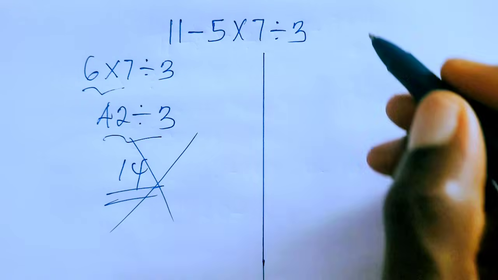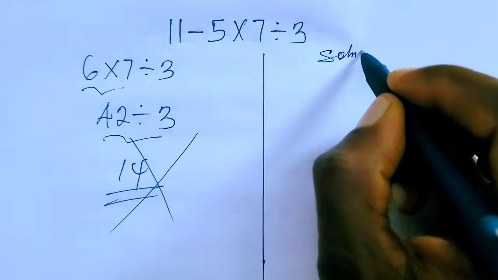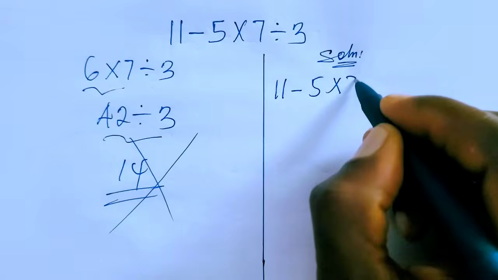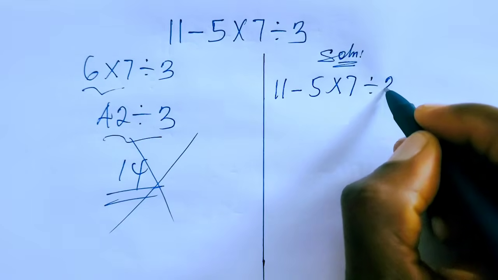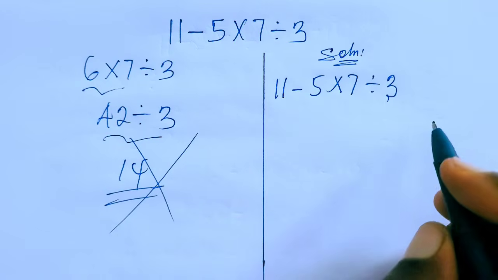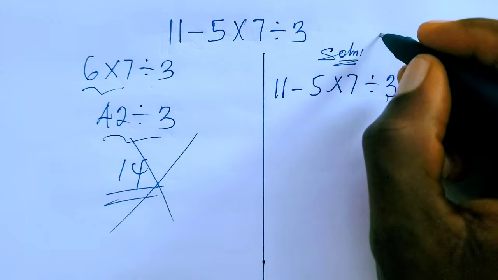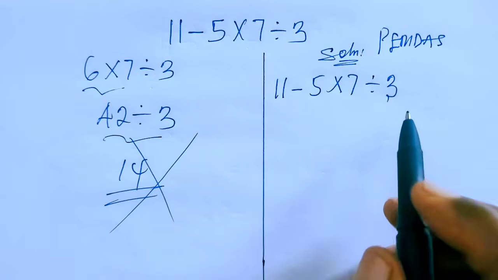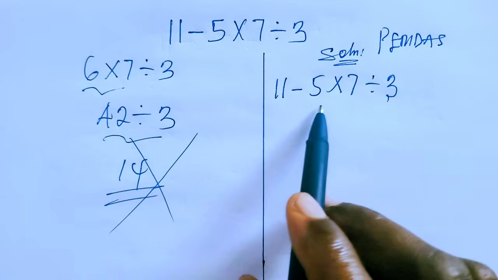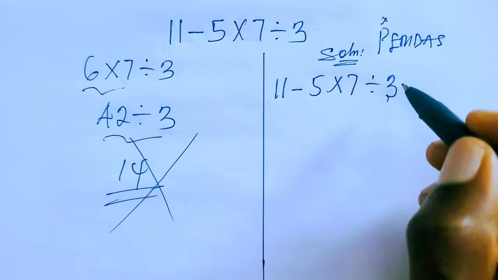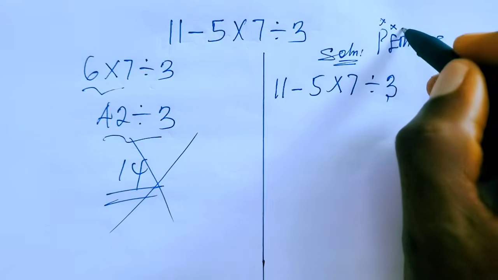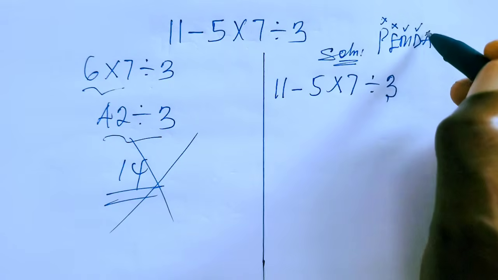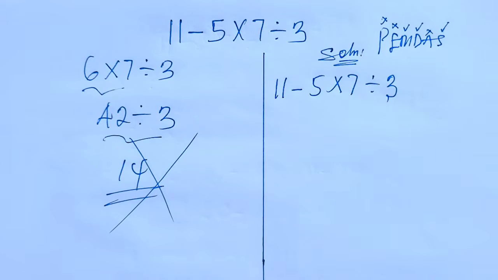Now, to get this right, we are going to have 11 minus 5 multiplied by 7 divided by 3. Right here, we are going to follow the order of operations called PEMDAS. In the expression given to us, there are no parentheses and no exponents. We have multiplication and division. We don't have addition, and we have subtraction right here.